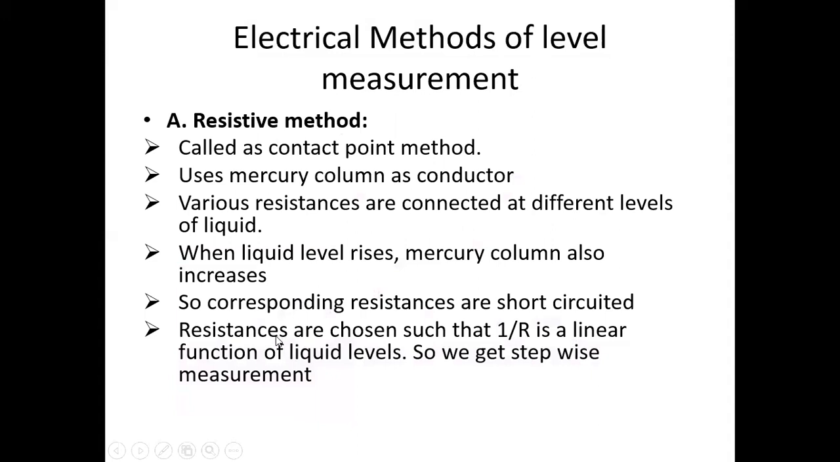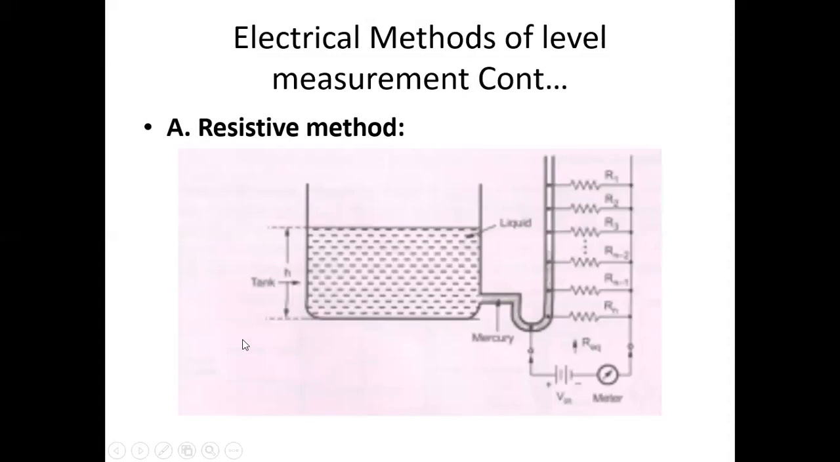According to that, the resistances are chosen in such a way that 1 upon R is a function of liquid level. Means as the liquid level increases, the resistance decreases, and as the liquid level decreases, the value of resistance increases. This is your resistive method to measure the liquid level.